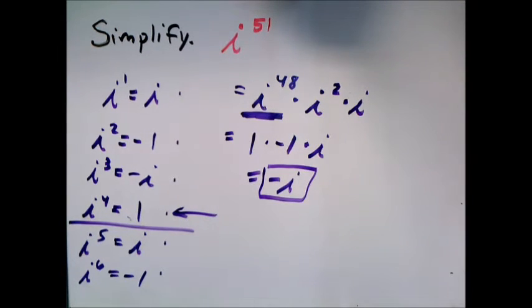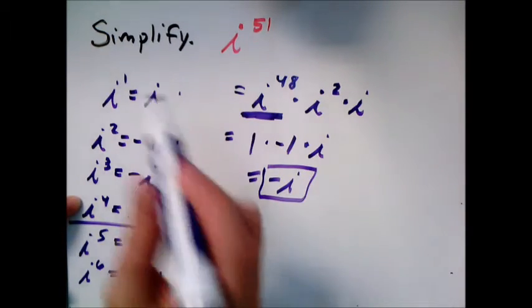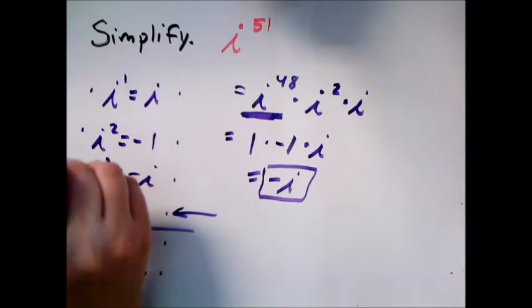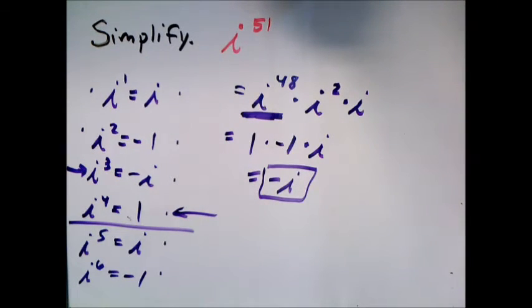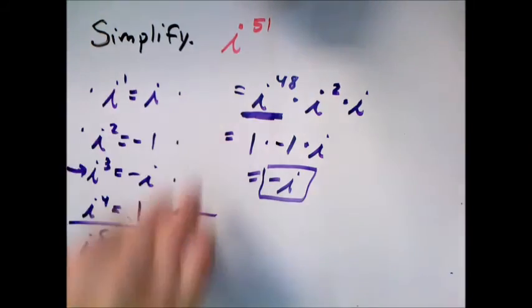You could also just follow the pattern and say, well, if I know that 48 is this one, then 49, 50, 51 is 3 away, so it would be this one. So either way, you're just exploiting the fact that you know this pattern, i, -1, negative i, 1, repeats every 4.